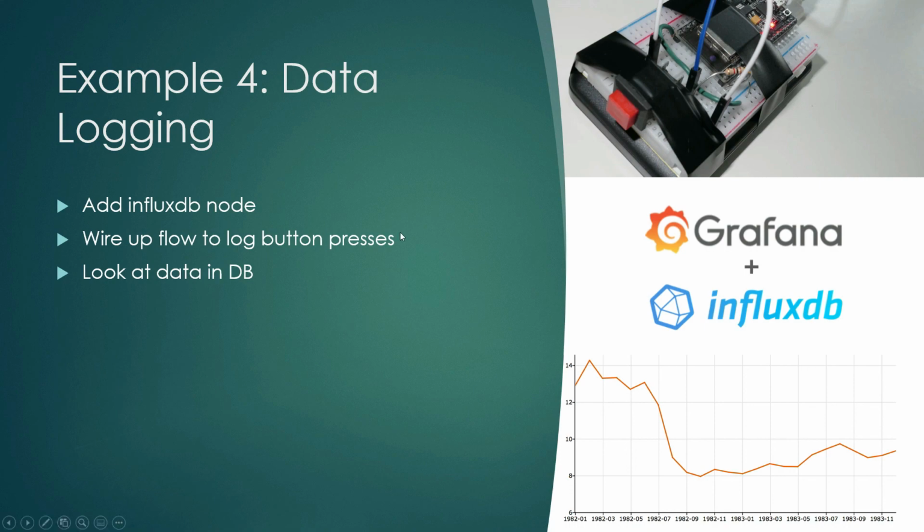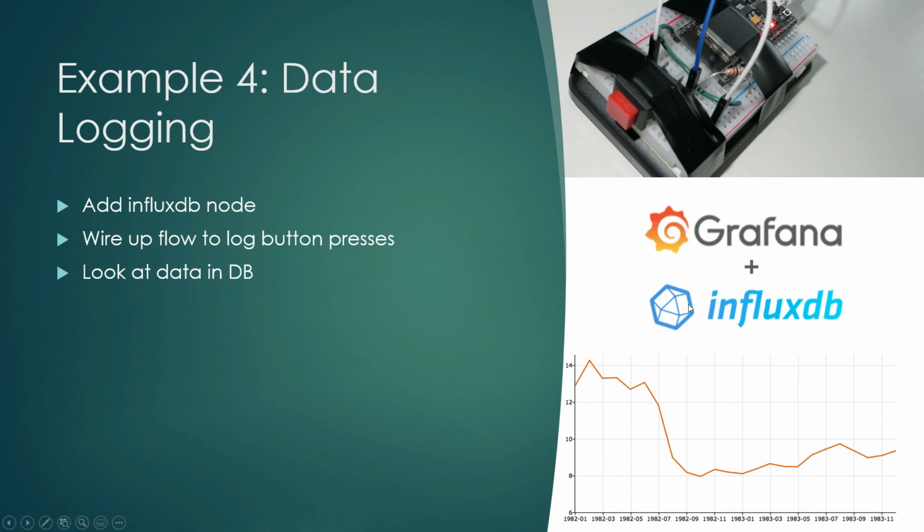So for this example, I'm going to use a time series database, this InfluxDB. So I'll add a node in to be able to connect to InfluxDB, and I'll record the values of whether my lights turned on and off and what time they got turned on or off from the previous example, and record that into the InfluxDB database.